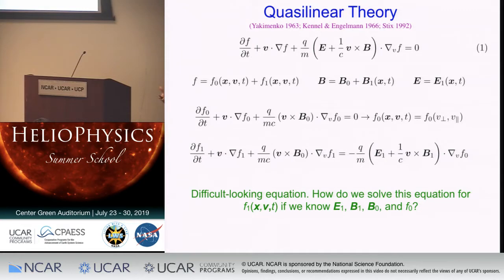So how do we do that? What's a method we could use? I want you to take another 60 seconds, look at this equation, and think: if we know E1, B1, F0, B0, how might we solve this equation for F1? Take 60 seconds, talk to your neighbor if you have an idea, and I'll ask you for suggestions.